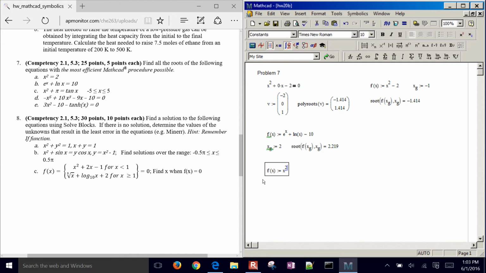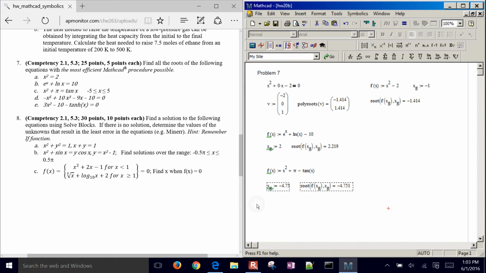So x squared plus, and then press Ctrl+G, that makes it pi, equals, oops, let me go ahead and do, instead of equals, I'll do minus tangent of x. Then I'll do an x guess of -4.75, and then use the root function. There it is.